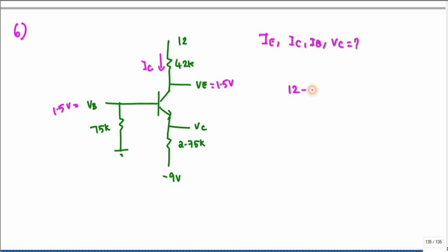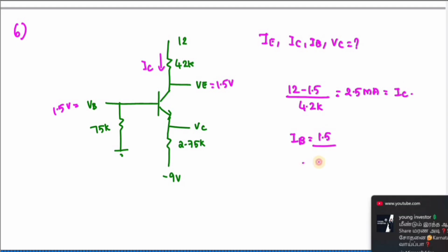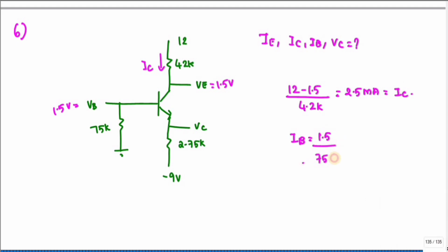So the sixth question is they are asked to find the IE, IC, IB and VC value. So to find the IC, so 12 minus V divided by 4.2K, that is equal to 2.5 milliamps. So VB, they have given it as 1.5. So 1.5 divided by 75 kilo ohm, I will get the answer for the IB. So which is nothing but 0.02 milliamps. That is nothing but 20 microamps. Usually IB is in the value of microamps.